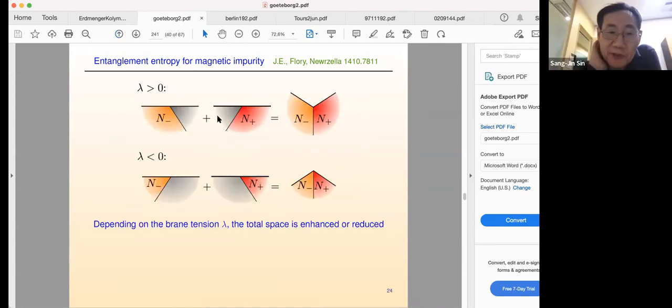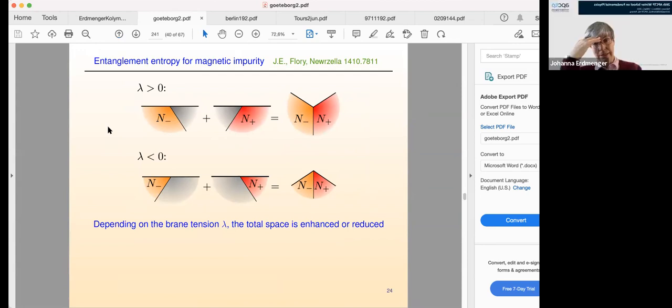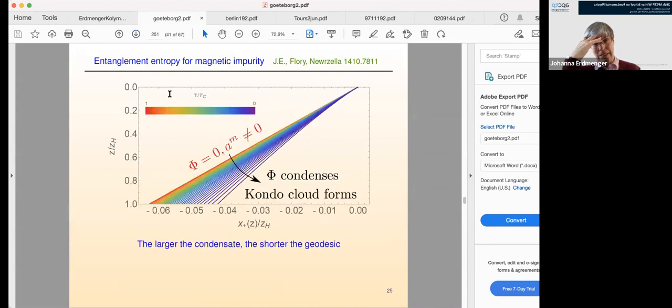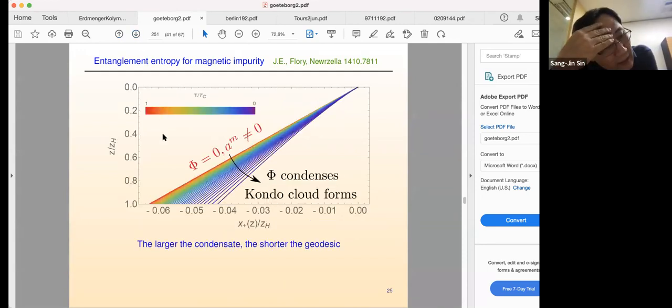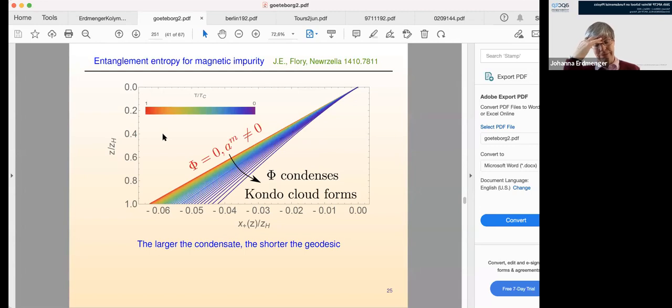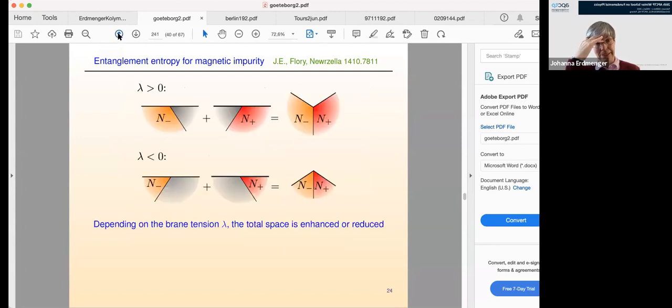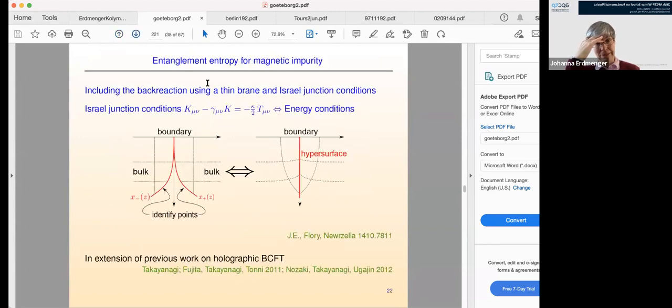Just one more question. You said that the presence of a phi condensation is a bending, right? Yeah. But what determines this angle? Well, the tension which comes from this energy momentum tensor. Okay, which is determined by? I solve the equation of motion. That determines phi. Phi depends on r. And then I just take this phi that depends on r and I insert it into this equation.